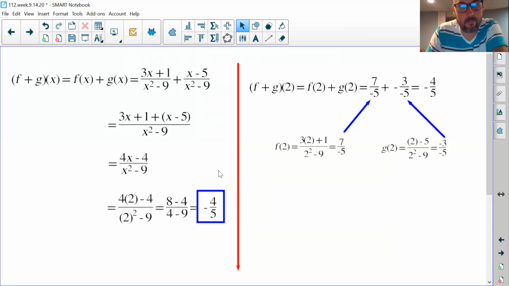Or the other way to do it, which, why would anyone do it this way, but you could just find out what f plus g of x is. That's the same thing as f of x plus g of x, which is this. They have the same denominator, so adding them is not really a problem. The numerator becomes 4x minus 4. Now this right here, 4x minus 4 divided by x squared minus 9, is f plus g of x. So I want to know f plus g of 2. So take f plus g of x, replace x with 2, and you get the same answer. You should get the same answer, negative 4/5. Obviously, the one over here is the easier way to go, so you should probably do that.